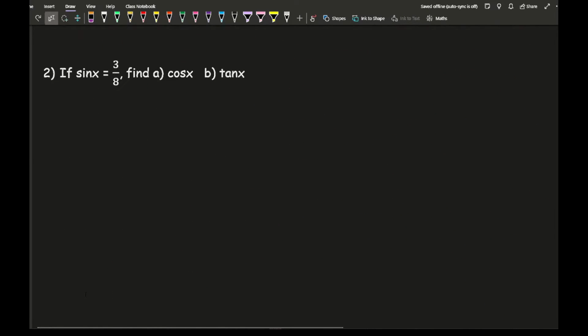So let's have a look at our second example. So again, this time we've been given that sine x equals 3/8, and we need to find what cos x is, and for b we need to find out what tan x is.